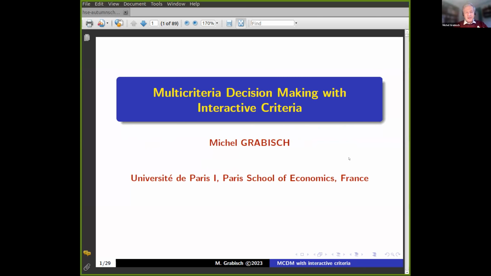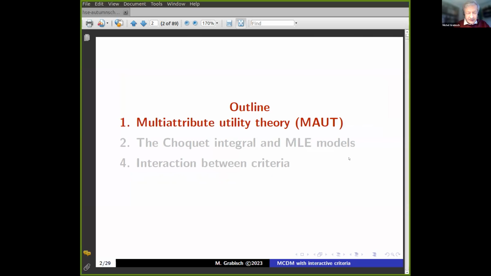So this is, let us say, a survey of methods in multi-criteria decision making, dealing with interactive criteria. The talk will be divided in 3 parts. In the first part, I will explain about multi-attribute utility theory. Then I will introduce the Choquet integral, which is the main tool here. And then I will try to formalize the idea of interaction between criteria.